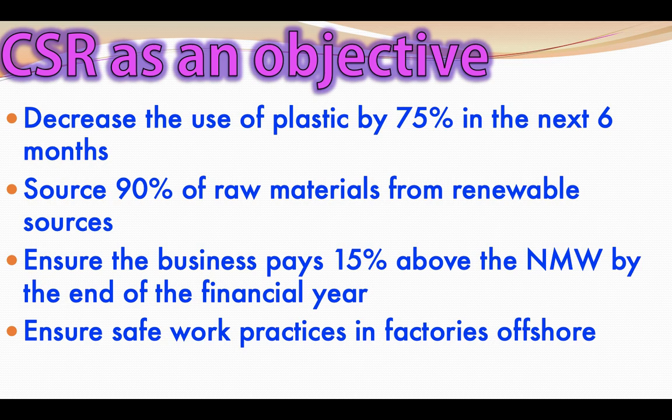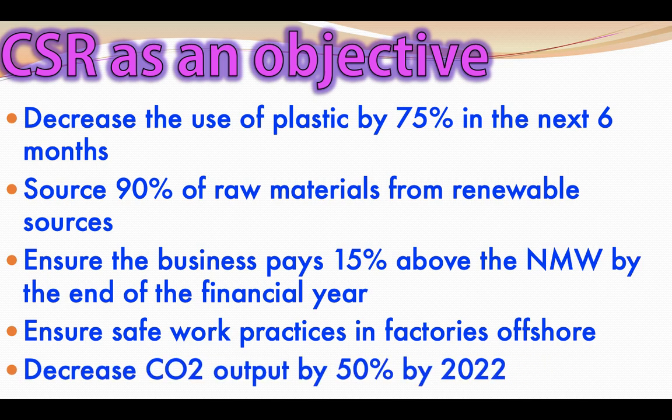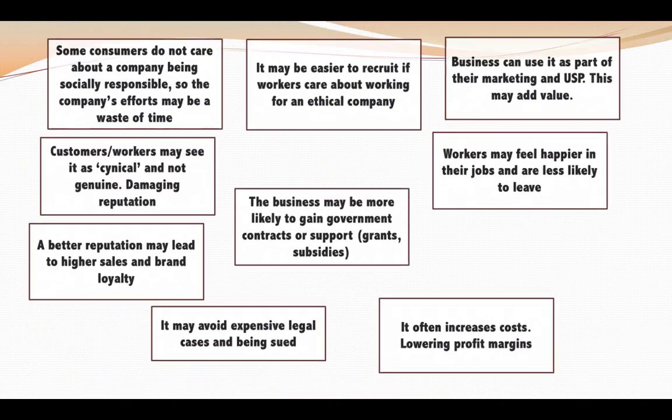Or maybe ensure safe working practices in factories offshore. A lot of businesses have received a lot of criticism for working conditions in China and developing countries, so maybe that could be an objective. Or maybe something to do with climate change, so decrease CO2 output by 50% by 2022. Okay, so these are the type of things they might be doing. They could also be setting up charities, giving things to developing countries, things like that as well.